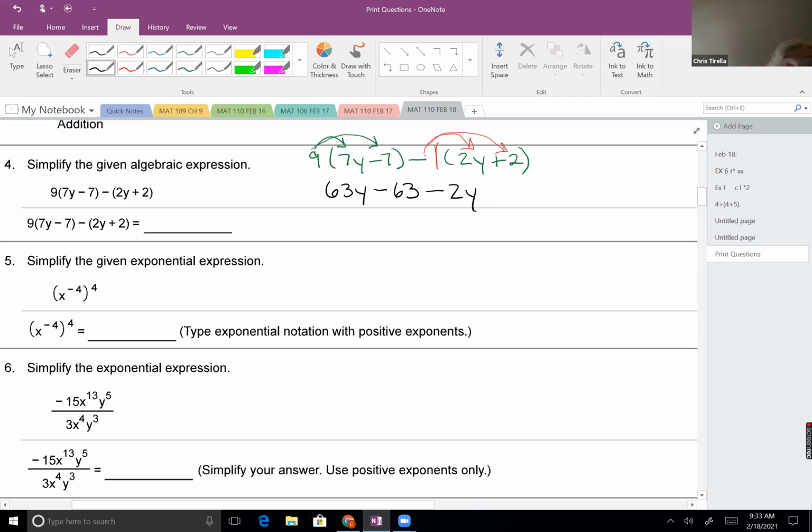And this is where you've got to be careful that the negative has to get distributed to the other terms in that parentheses also. So that's going to give me minus 2. And now like terms, 63y minus 2y is 61y. Minus 63 minus 2 would be minus 65.